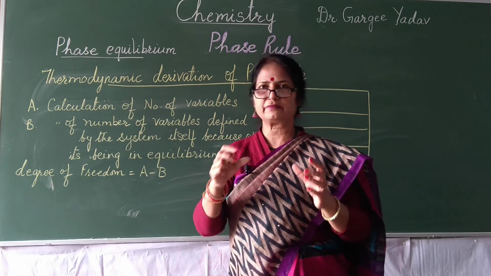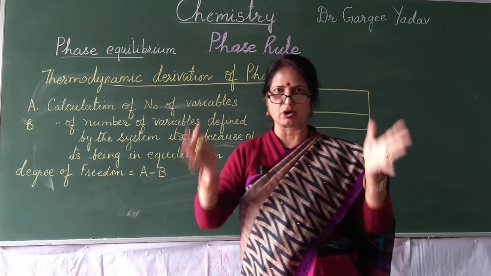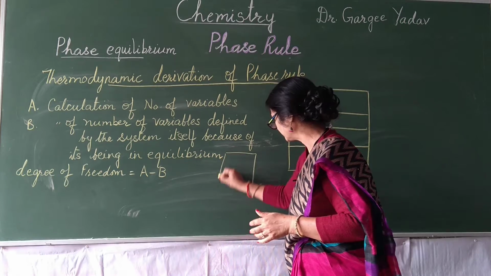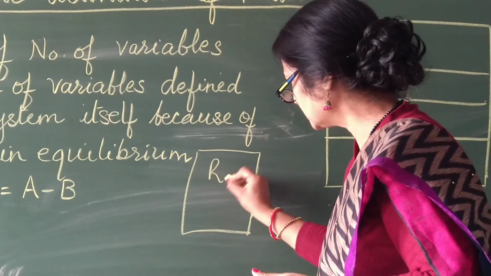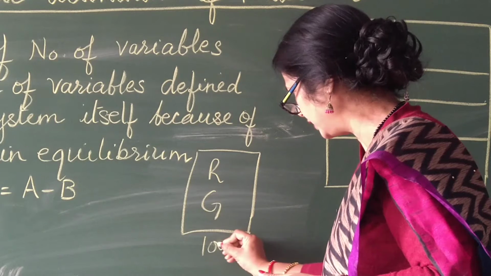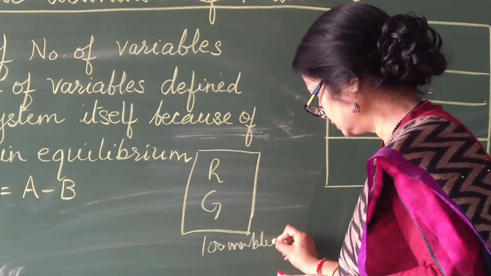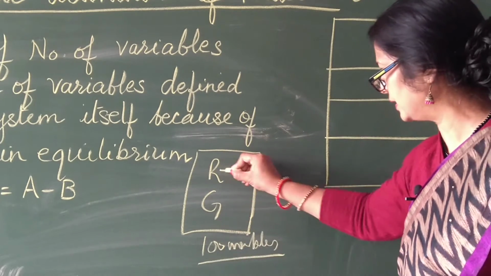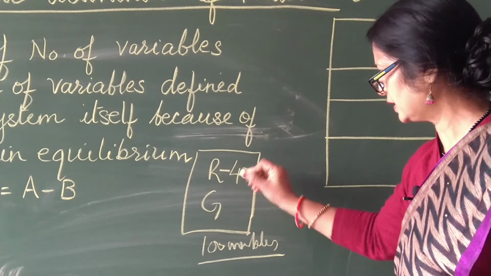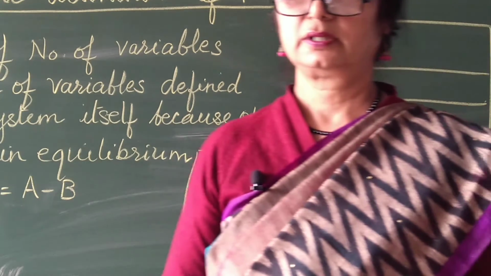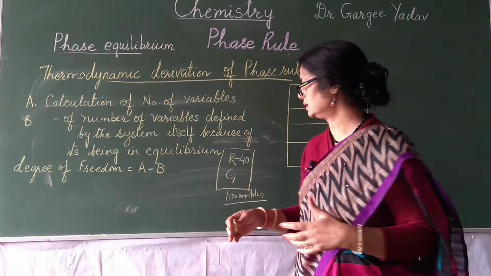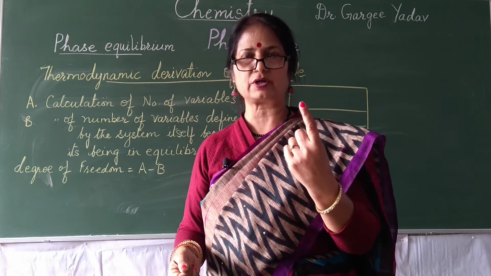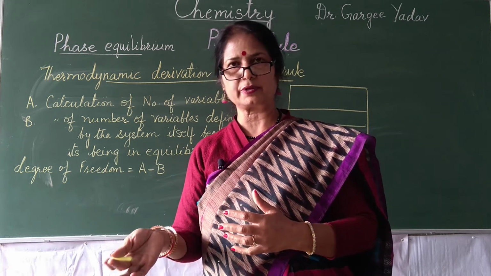Let me explain it with a very simple example. Suppose we are having a box of marbles. There are red marbles and green marbles, and the total marbles are 100. Suppose the red marbles are 40. Then we can easily calculate the number of green marbles. The number of green marbles will be 100 minus 40. This means if we know the concentration of one of the components, the concentration of the other component can be easily calculated by difference.